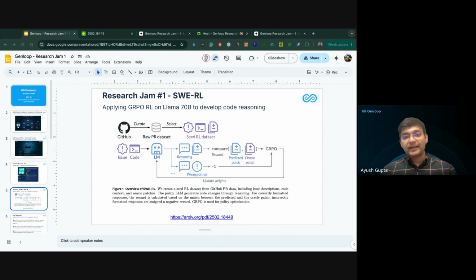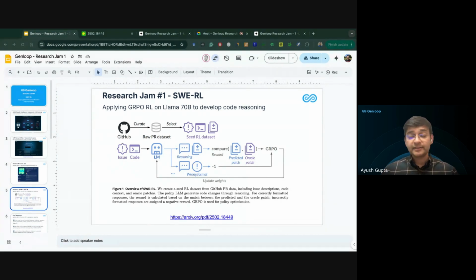So the pipeline at test time was that an issue and code would be given to an LLM, and it had to give the final patch based on reasoning. And therefore, at training time, the architecture was that when the LLM gives the reasoning, if it is giving a wrong format, for example, if it is not giving the thinking tokens, you penalize it with a score of -1, and you give it to the GRPO. GRPO is basically the RL algorithm that we're using to optimize the weights of the LLM to achieve the objective.